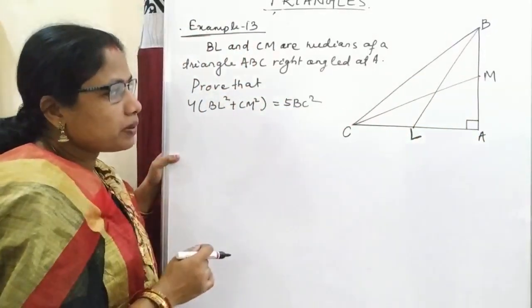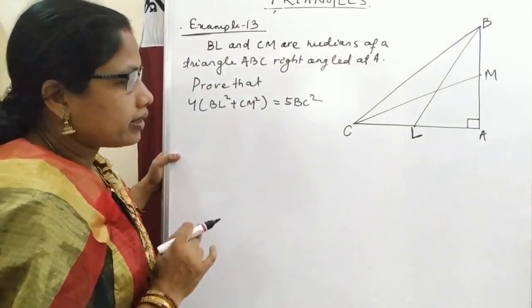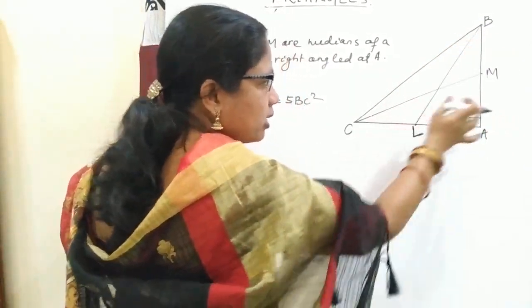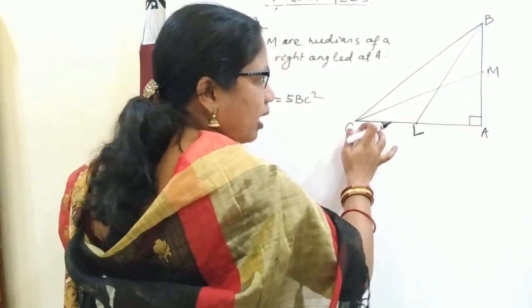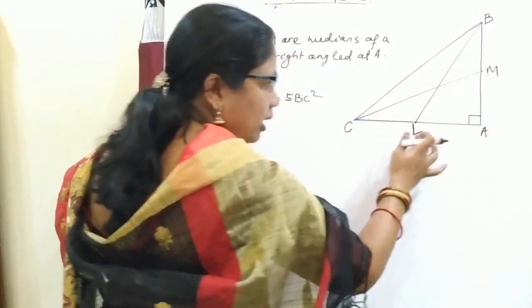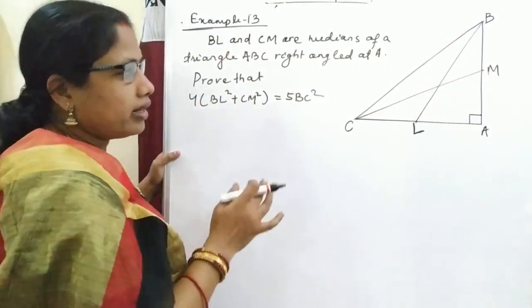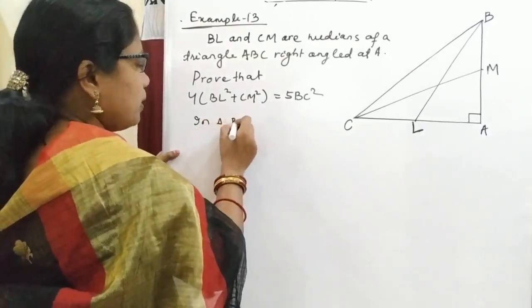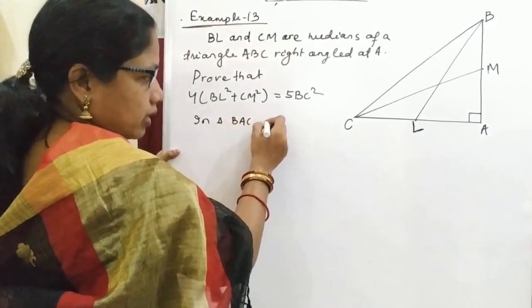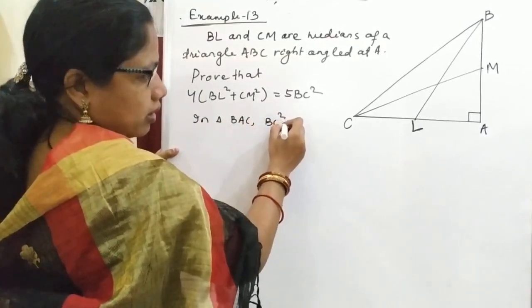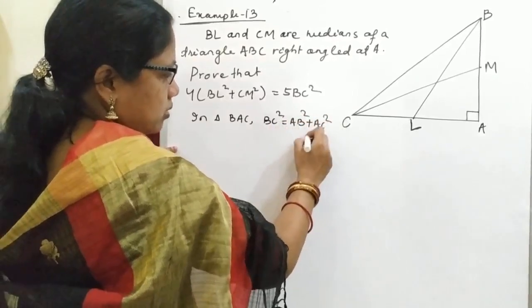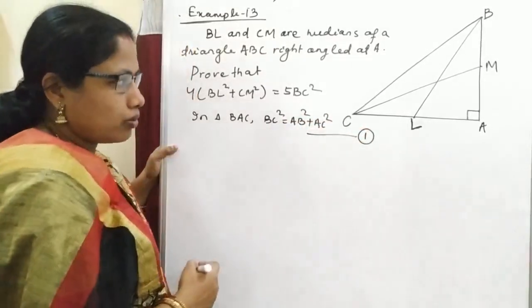So here in this figure we have three right angle triangles: one is BAC, another one is MAC, and the next is BAL. These are three right angle triangles. So first, in triangle BAC, BC square is equal to AB square plus AC square. So this is our equation 1.